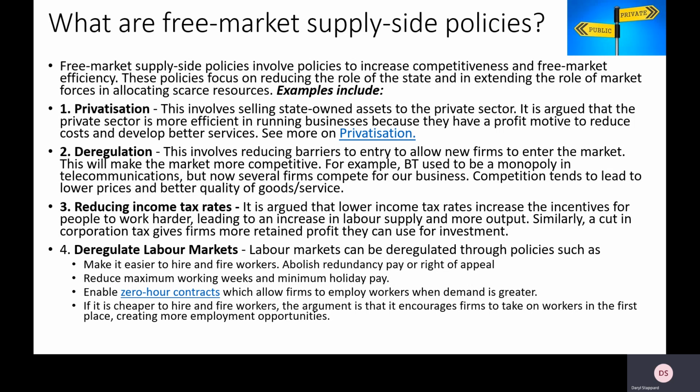Now, another one could be reducing income tax rates. The idea is if income tax rates are too high, then it's kind of disincentivizing people from working. So what we could do, if we were to reduce taxes, is incentivize more people to work. We're allowing people to keep more of their incomes from supplying their labour.